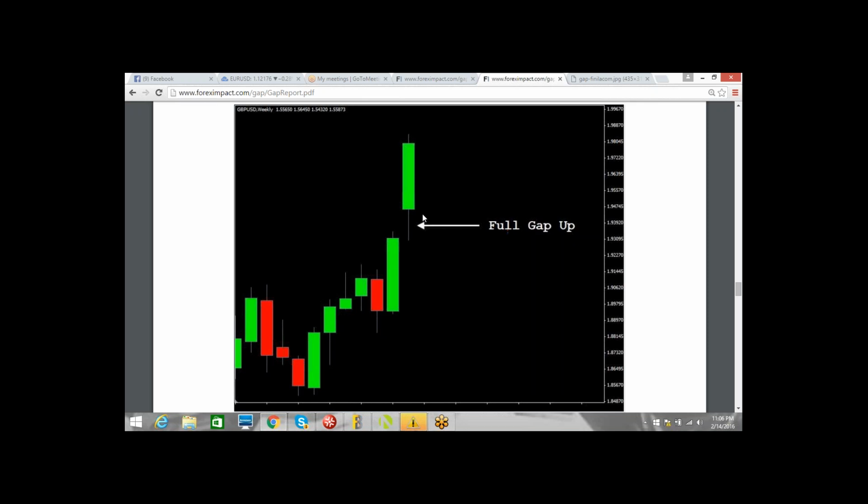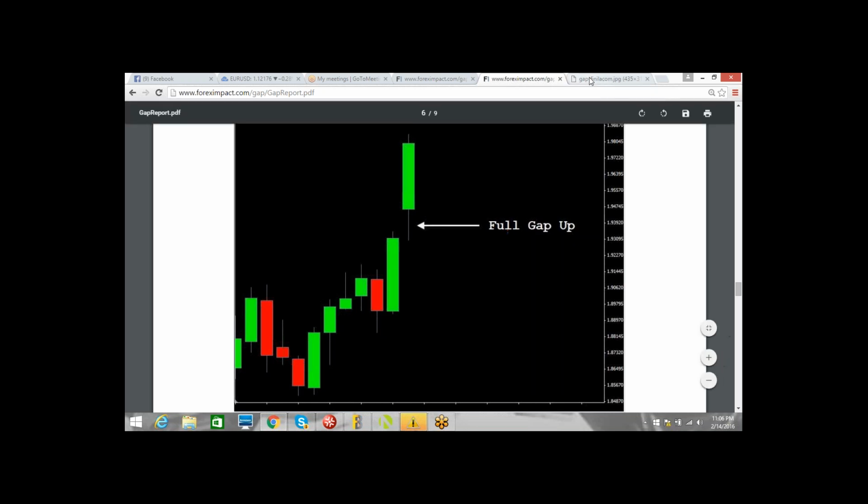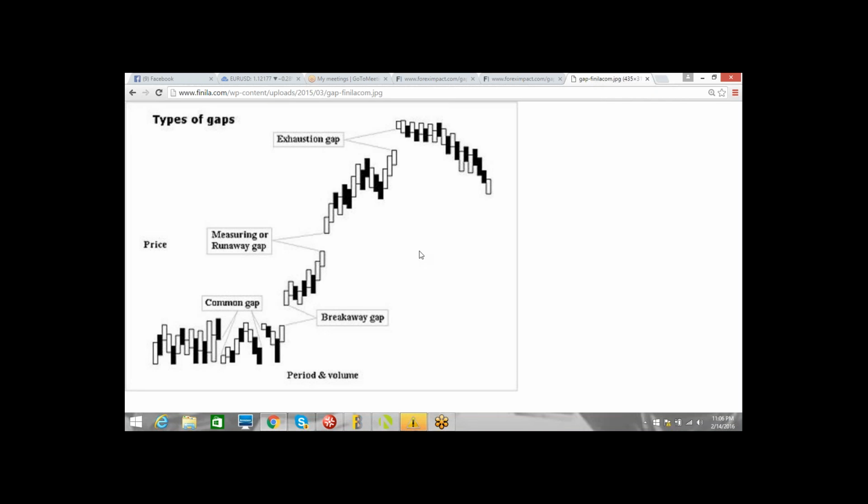What I'm going to do now is go into a little bit of detail about those so you can understand the difference. I'm also going to show you right over here. Looking at this, you might not understand exactly why they're labeled as they are. So I'm going to define each type of gap, and then explain from this chart exactly what's going on and how you can classify it as that type of gap. All right, so what is a breakaway gap?